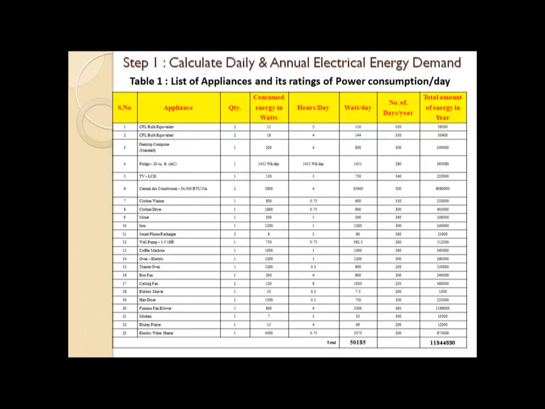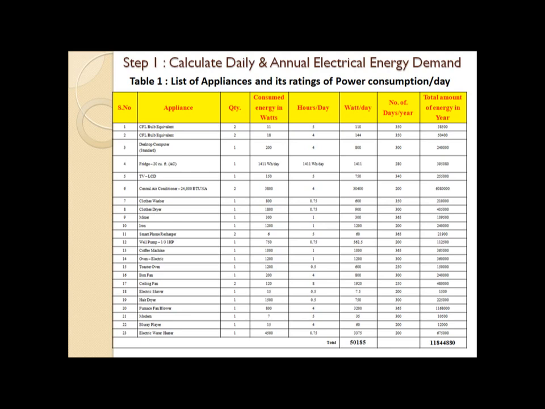Now going to the next slide, you are looking at the table here. Step 1, calculate daily and annual electrical energy demand. So first we consider whether the building is already existing or newly designed. For an already existing building, first we collect the previous 12 months of electricity bills. Through these electricity bills you take the sum of annual energy demand, or if you have an energy audit report for the existing building, you collect the annual energy demand through the energy audit report.